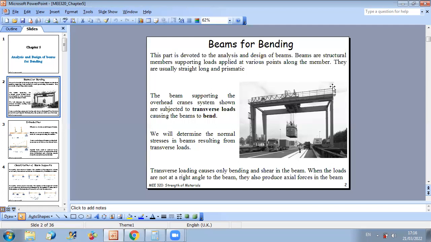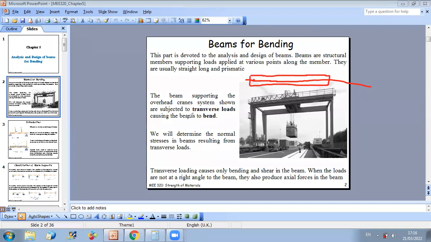So beams are structural members supporting loads applied at variable points along the member. And in general, they are usually straight, long, and prismatic. When we talk about prismatic beams, we mean that the cross section is not varying across the beam. Plus, if we join the centroid of each section, we will get a straight line. So this is what we mean by prismatic beam.